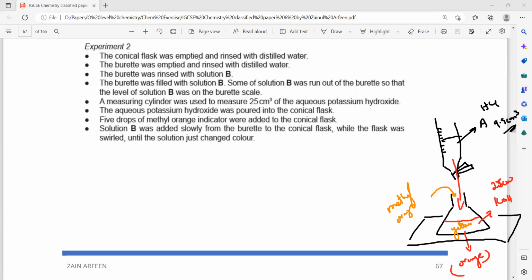So why do we first rinse with distilled water and then rinse with solution B? First to remove impurities, and then to remove water, like a dehydrating agent. Why did we empty and rinse with water? To remove any trace of solution A. If any trace of solution A is there, that will be rinsed away with water. And then why do we rinse with solution B? To remove any water left.